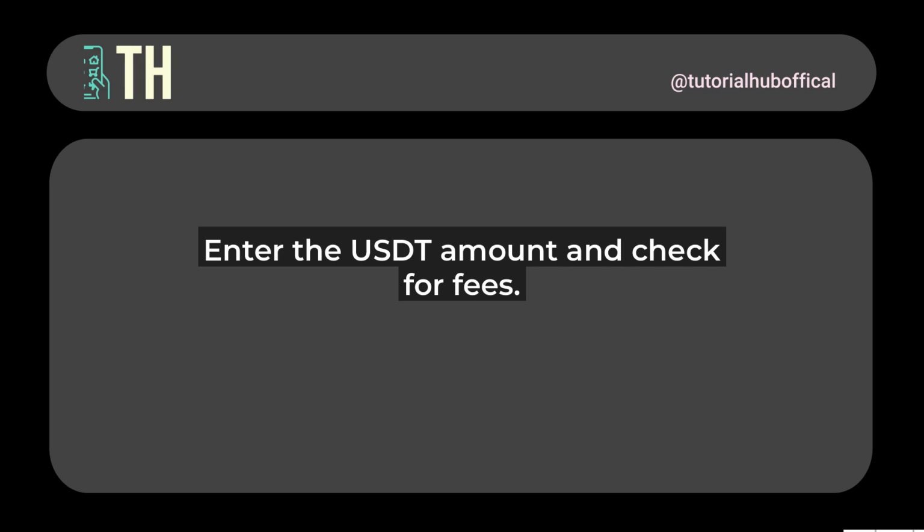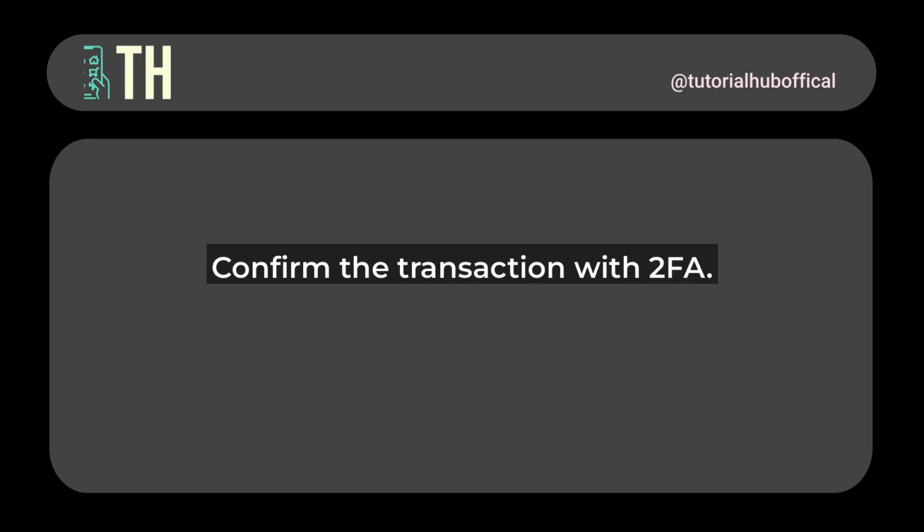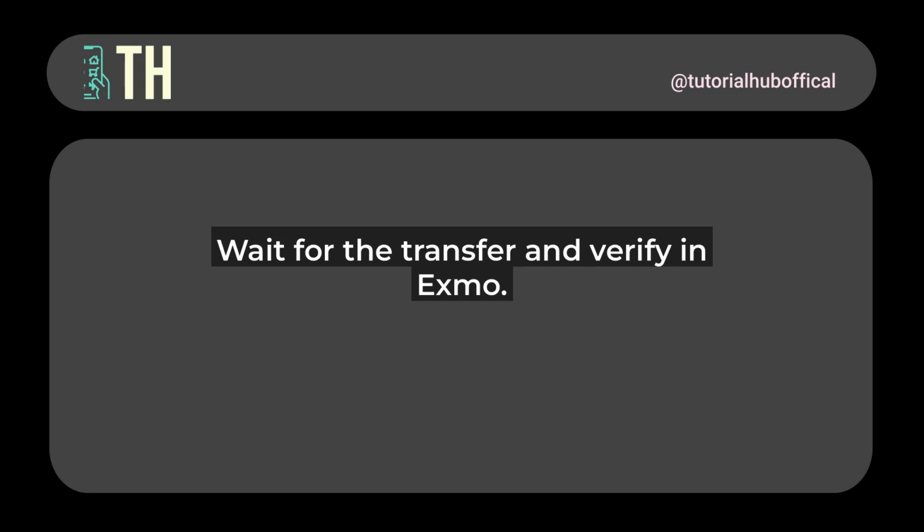After confirmation, the transaction will be processed on the blockchain. This could take anywhere from a few minutes to an hour, depending on network traffic. Once it's done, check your Exmo account to confirm the USDT has arrived. And there you have it. That's how you withdraw USDT from Coinbase to Exmo in 2025.